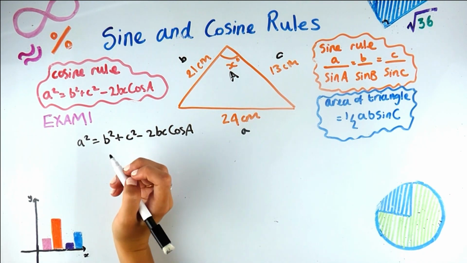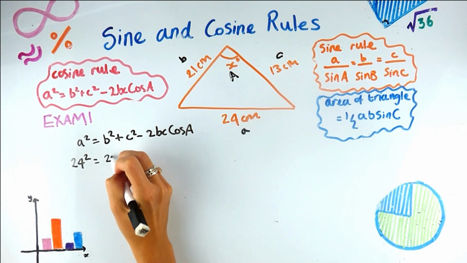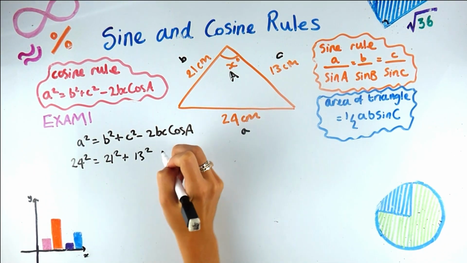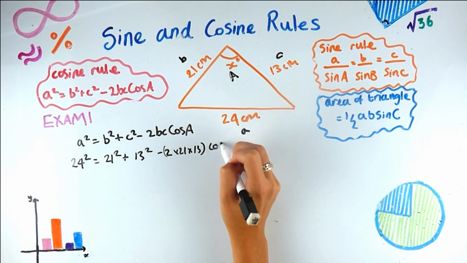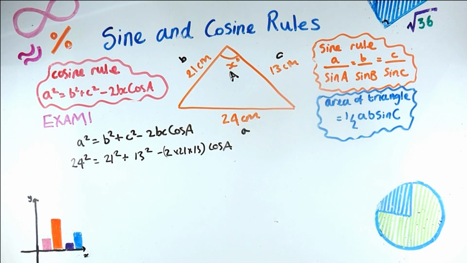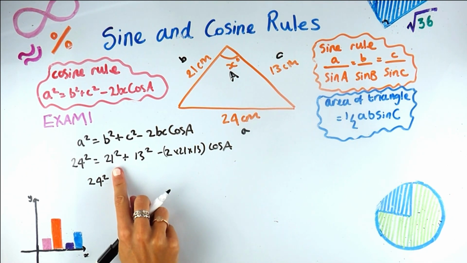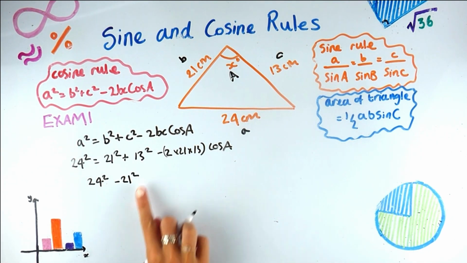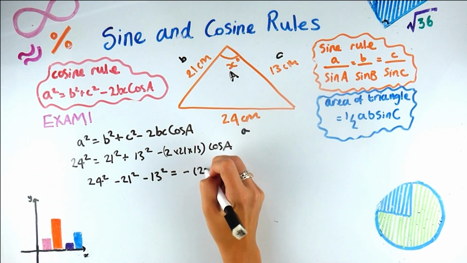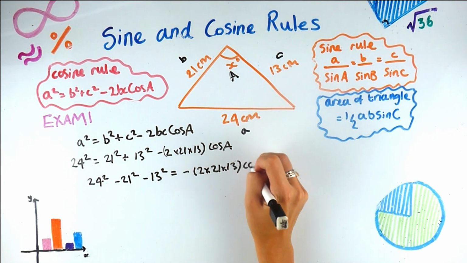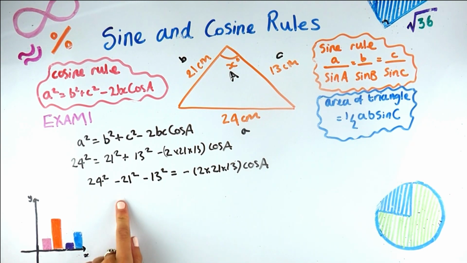So what is little a is 24, so 24 squared equals b squared, which is 21 squared, plus 13 squared minus 2 times 21 times 13 cos A. Okay, so let's rearrange this. We've got 24 squared plus 21 on this side, so I'm going to subtract 21 squared on this side, plus 13 on this side, so I'm going to subtract 13 squared on this side. Then I'm going to leave that here. So all of these terms multiply together on this side, so I'm going to have to divide by them on this side.